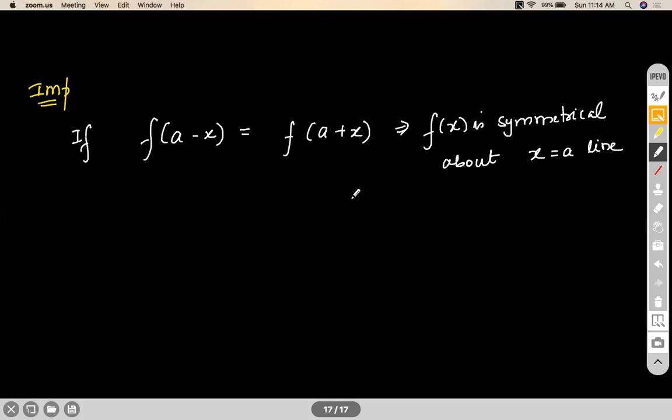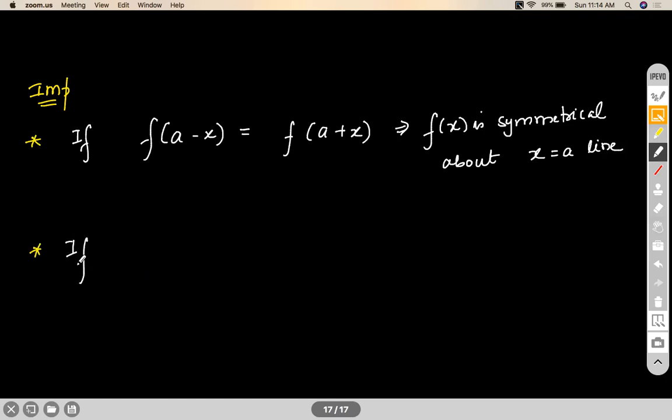Okay. So if any function graph, if any functional equation is satisfying this functional equation, then its graph would be symmetrical about the line x equal to a. Please make a note of this. Very important concept. Several questions have been framed on this in the past.